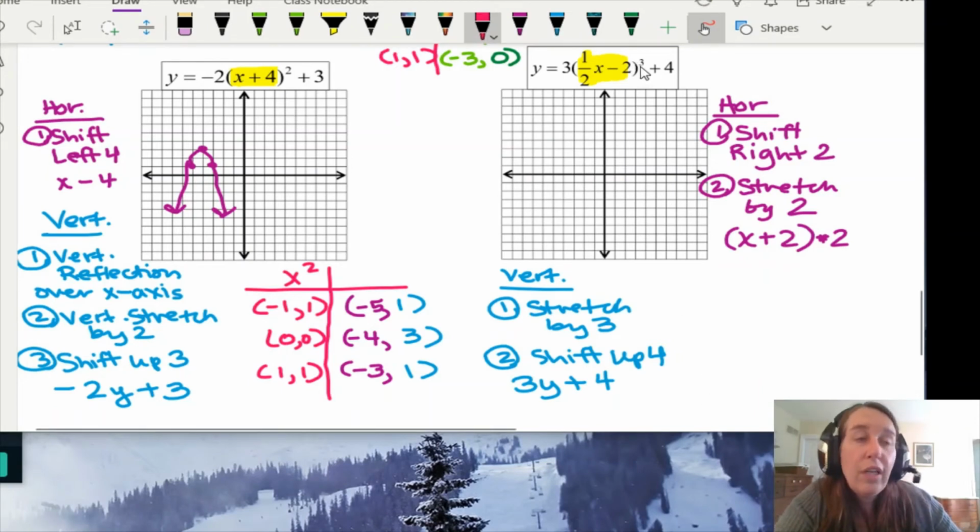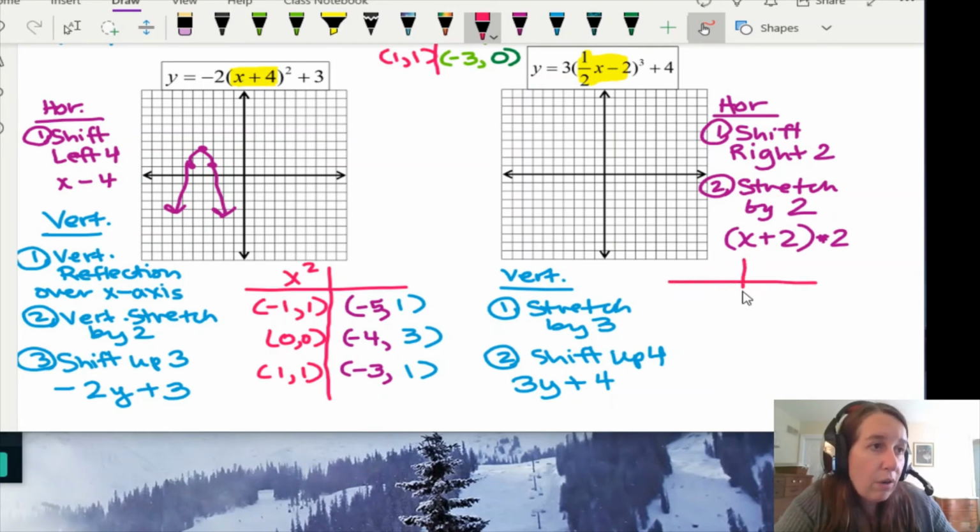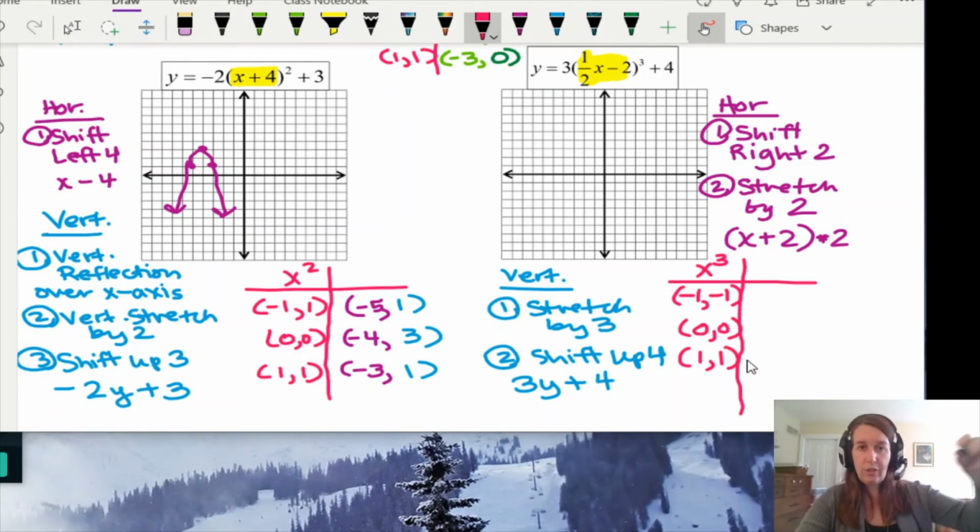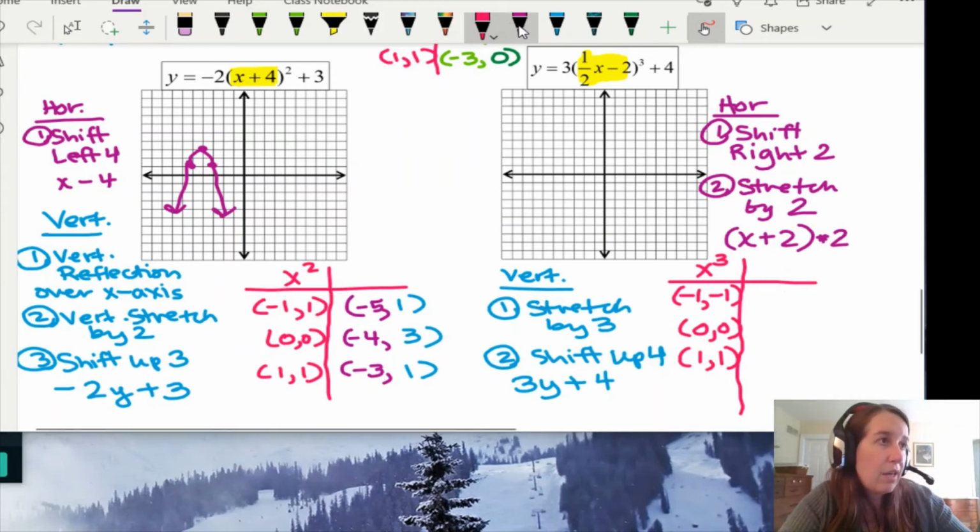Notice this is originally the cubic function. So our original points we need to use are from y equals x cubed. So when x is -1, you get -1. 0 gives 0. And when you put 1 in, you get 1. Okay, and just remember it looks like a slope up like that. And then in the horizontal direction, we are going to do our plus 2 times 2 to those values. So -1 plus 2 is 1 times 2. And then 0 plus 2 is 2 times 2. And then 1 plus 2 is 3 times 2 is 6.